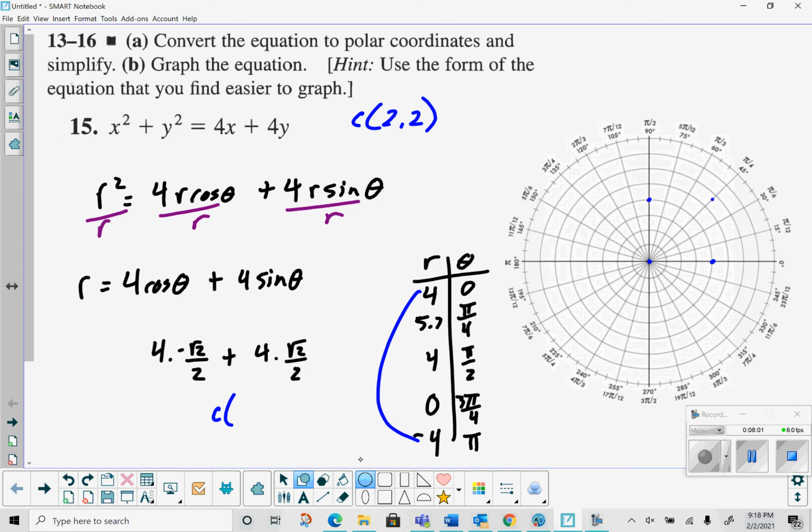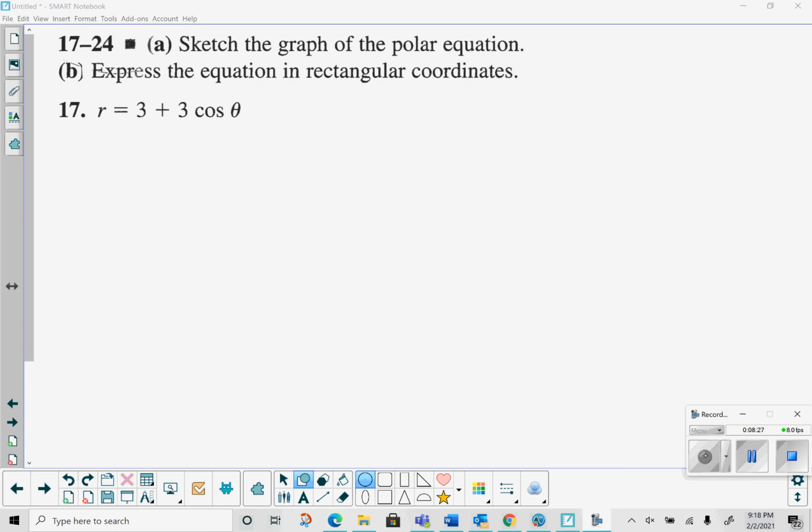Let's get a nice circle tool here. Let's see how close I can come to hitting all of those. Yeah, that seems reasonable to me. Okay, so then the process for 17 is pretty much the reverse of what we just did.